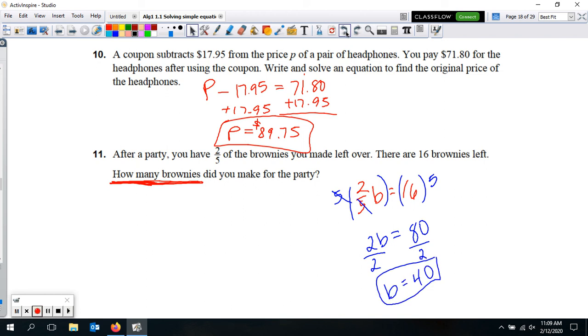So B is 40. So the original number of brownies that we had for the party, or you made for the party, was 40 brownies. Now you might want to put the word brownies next to this, 40 brownies. That's typically what you do.